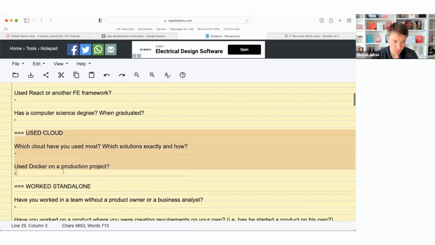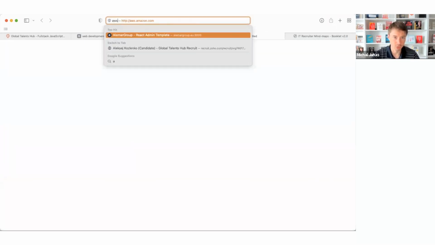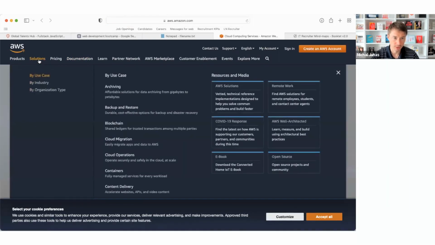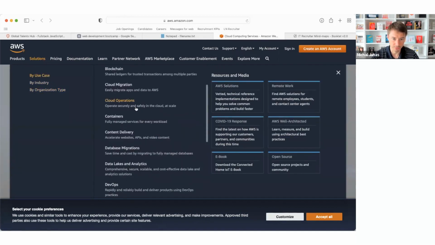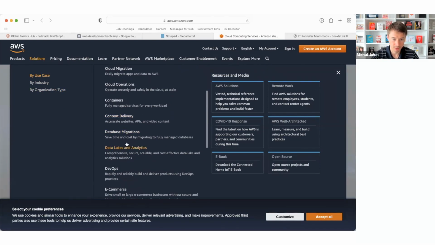If the candidate used cloud, I would not ask, have you used cloud, yes or no? But instead, I would ask, which cloud have you used most or most recently, or in your recent project? Which solutions from the cloud have you used exactly? Because if you go to AWS, Amazon.com, you will see they have lots of solutions. So for example, just for databases, where is it? Database.